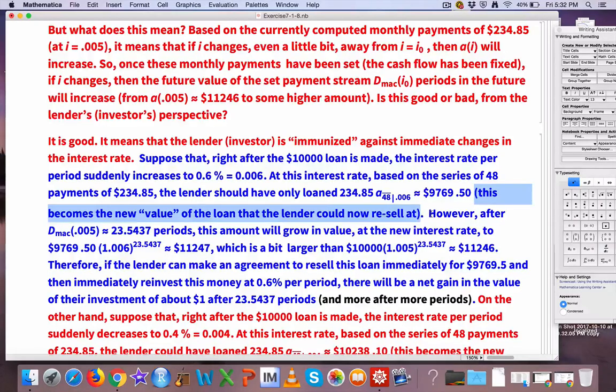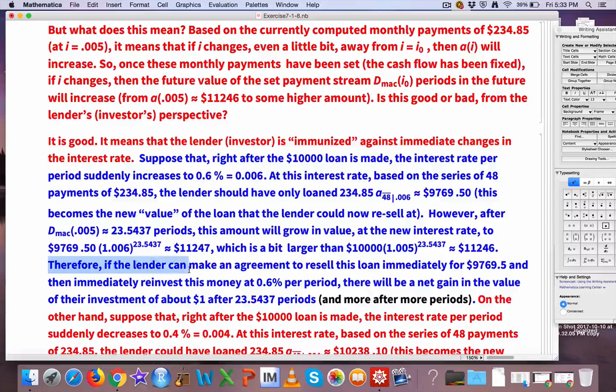However, after 23.5437 periods, months, this amount will grow in value at the new interest rate, which is higher, to an amount, well, a little bit higher than this one, $1 higher. Okay? Not much higher, but definitely higher.